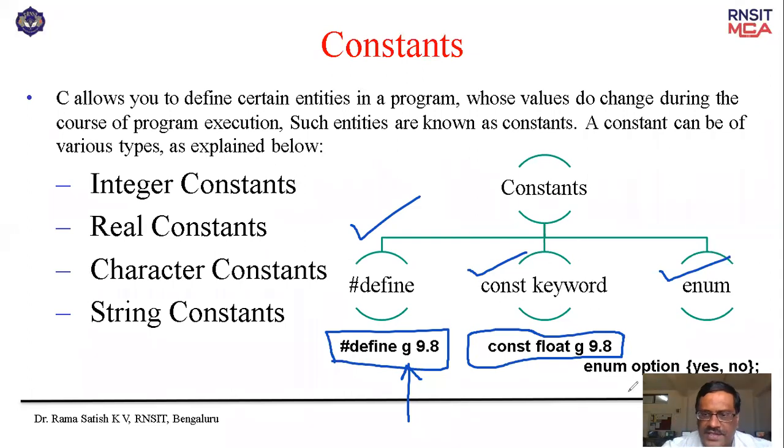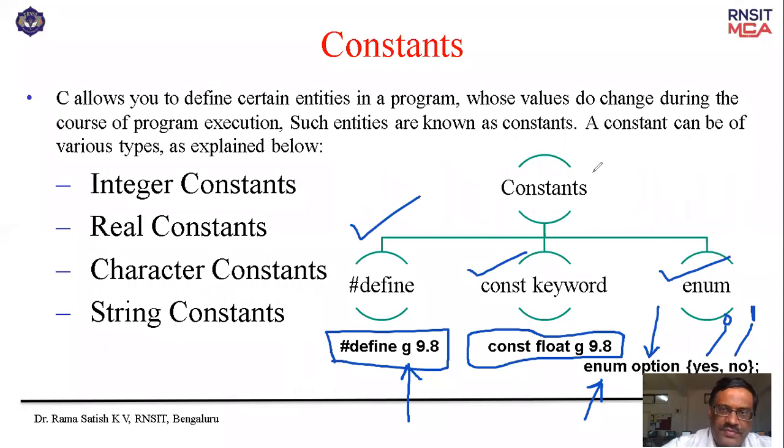Next, you have enum, that is enumeration. So you are creating a new data type called option. Option has only two values, either yes or no. And yes is always remembered as 0 and no is always remembered as 1. So this is a constant. This is how, in three ways, you can create a constant. It is very well said in the textbook. So these are the different ways you can create constants.